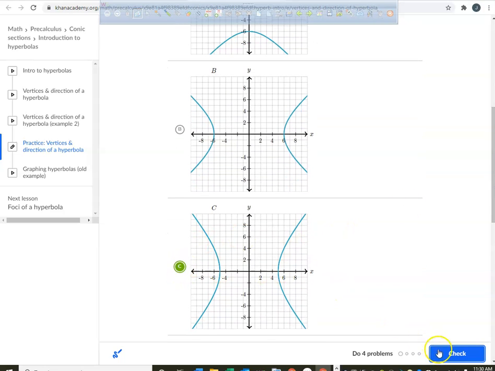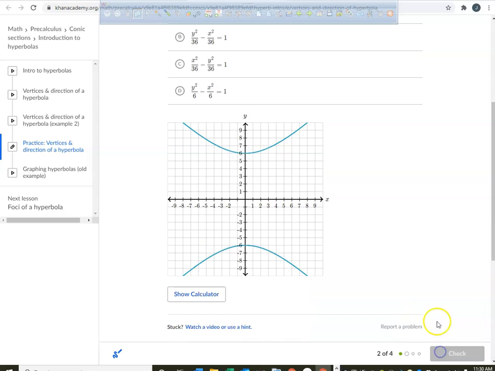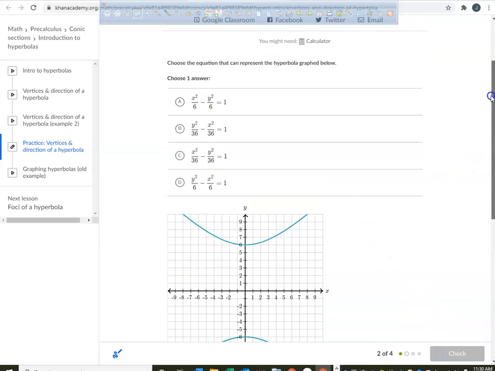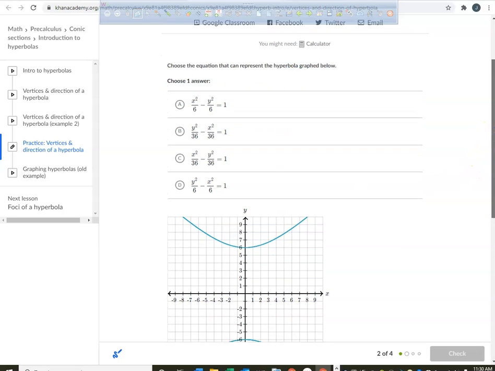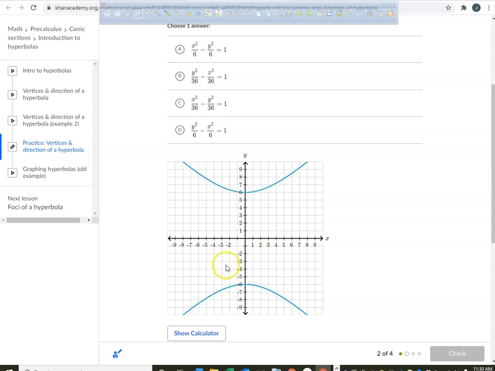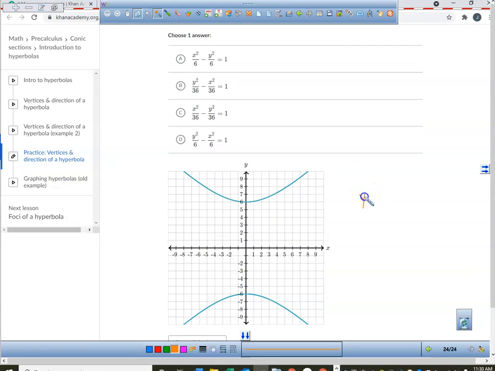So the Khan Academy, it's not like it's super difficult. You just have to know what you're looking for. So check this one out. It says choose the equation that can represent the hyperbola graphed below. So automatically you look at it. What are we going to be leading with, everybody? Y squared, right? Y squared.